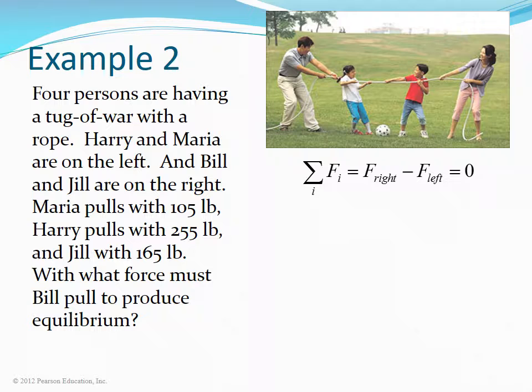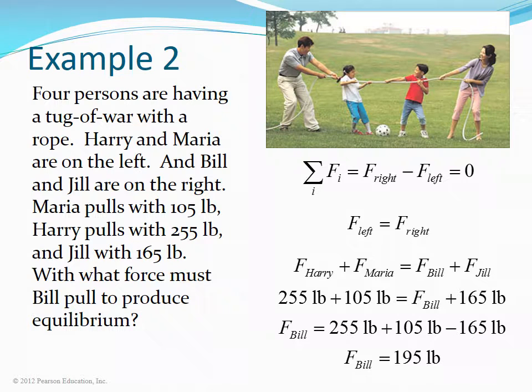The forces on the left are pulling to the left and must be negative. The forces on the right are pulling to the right and must be positive. The system is in equilibrium, so the sum must equal zero. From this we see the forces on the left must equal the forces on the right. The forces on the left are from Harry and Maria. The forces on the right are due to Bill and Jill. Inserting the forces we know allows us to find the force that Bill is pulling with, 195 pounds.